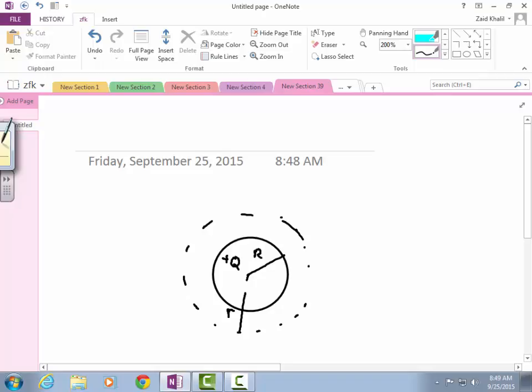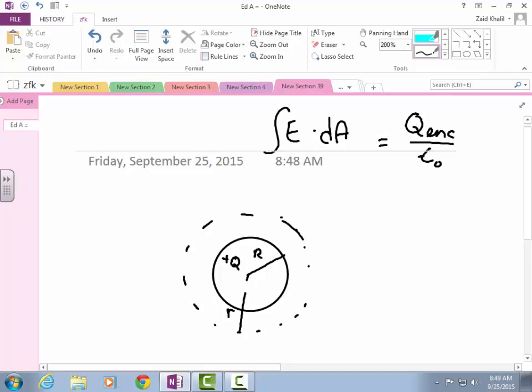And then we just write Gauss's law. What's Gauss's law say? The integral of E dot dA is equal to Q enclosed over epsilon naught. So, what's dA? Does E and dA point in the same direction, yes or no? Yeah, right? And there's no angle between them to worry about, correct? So, that's simply going to be what?